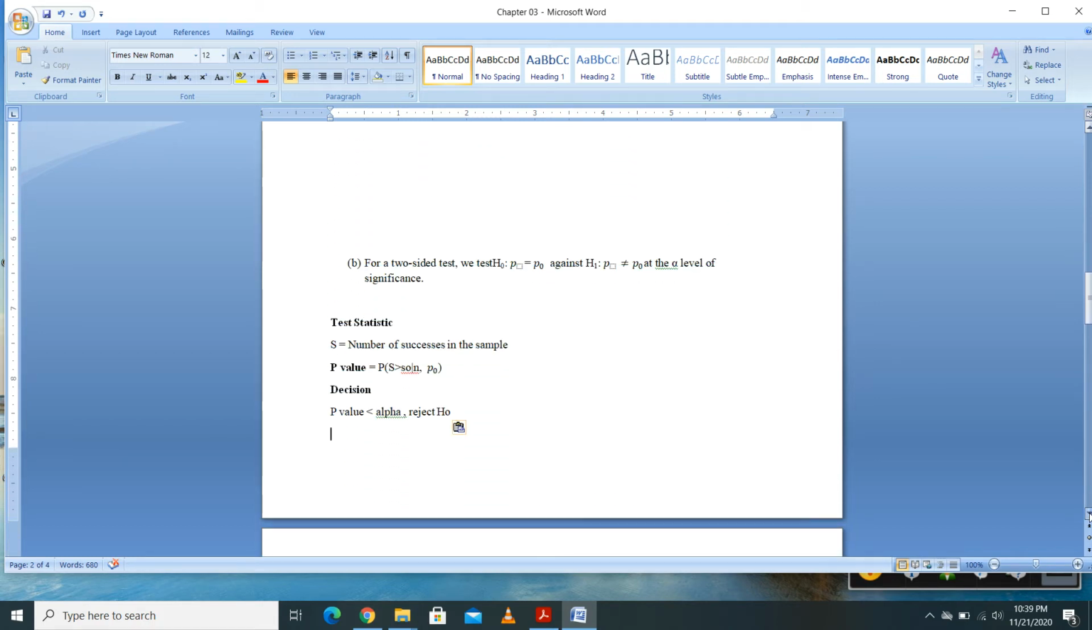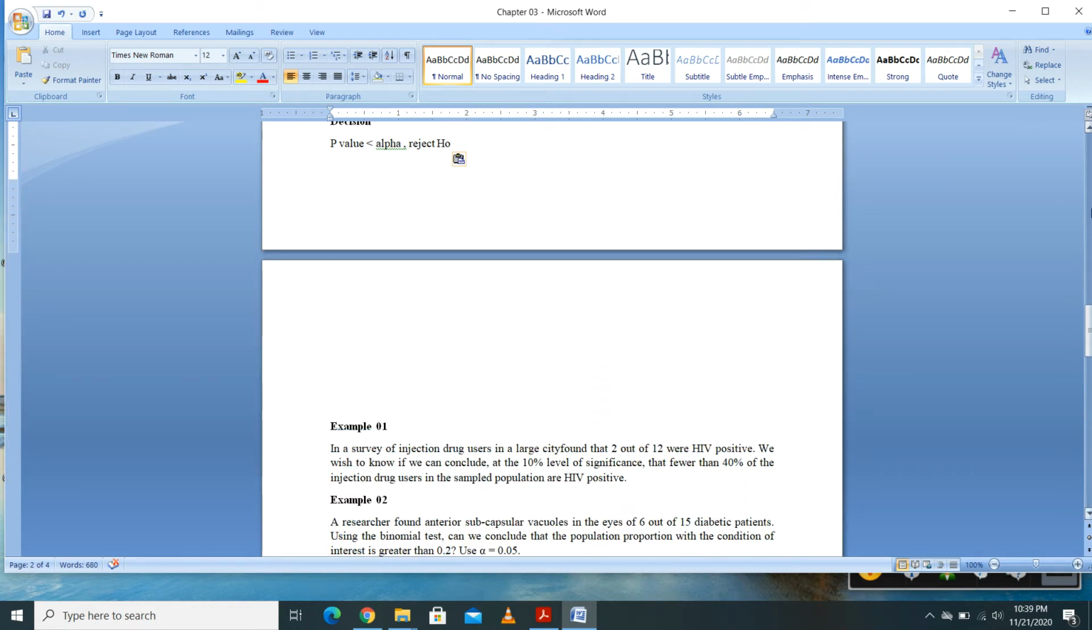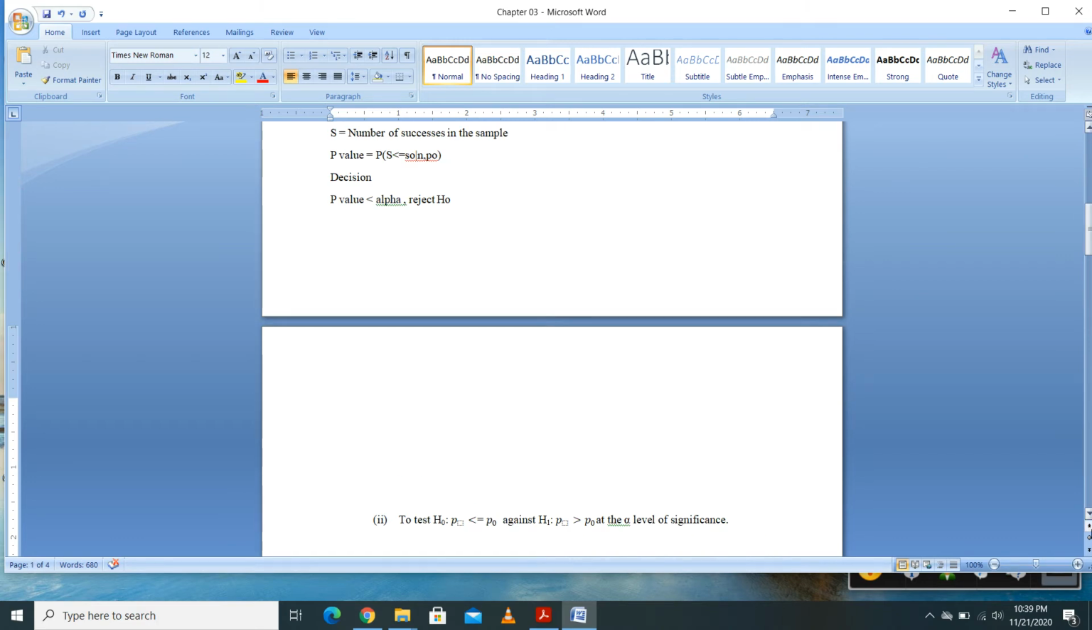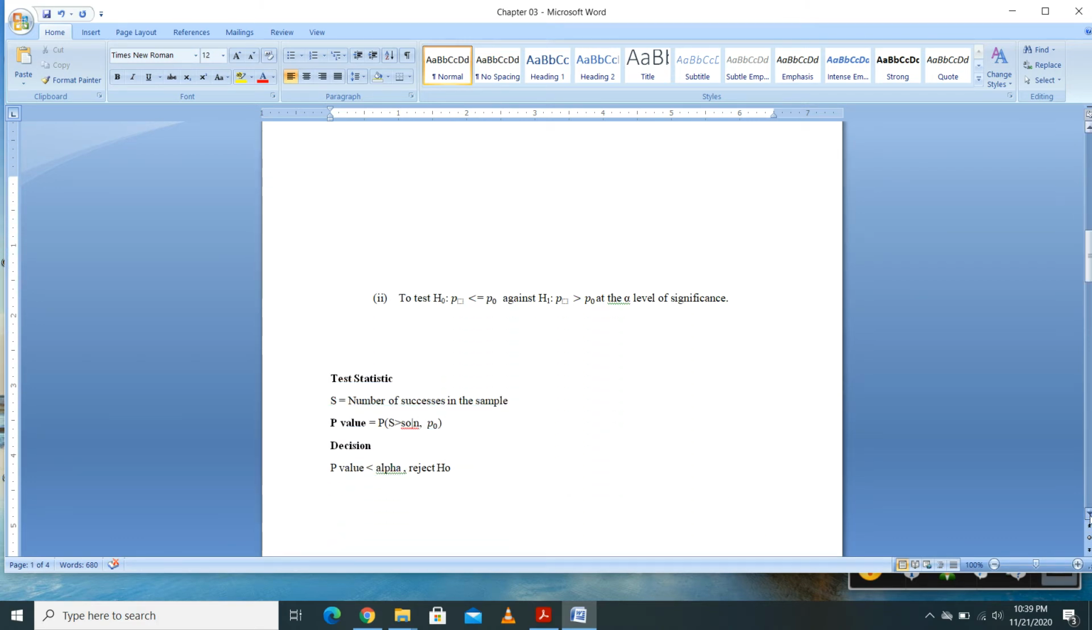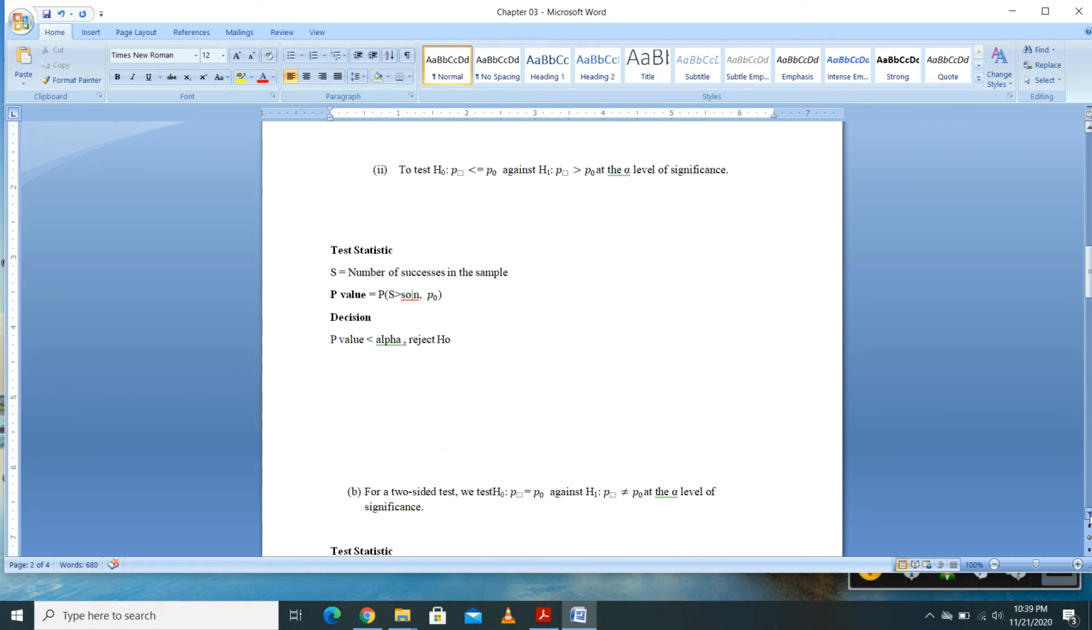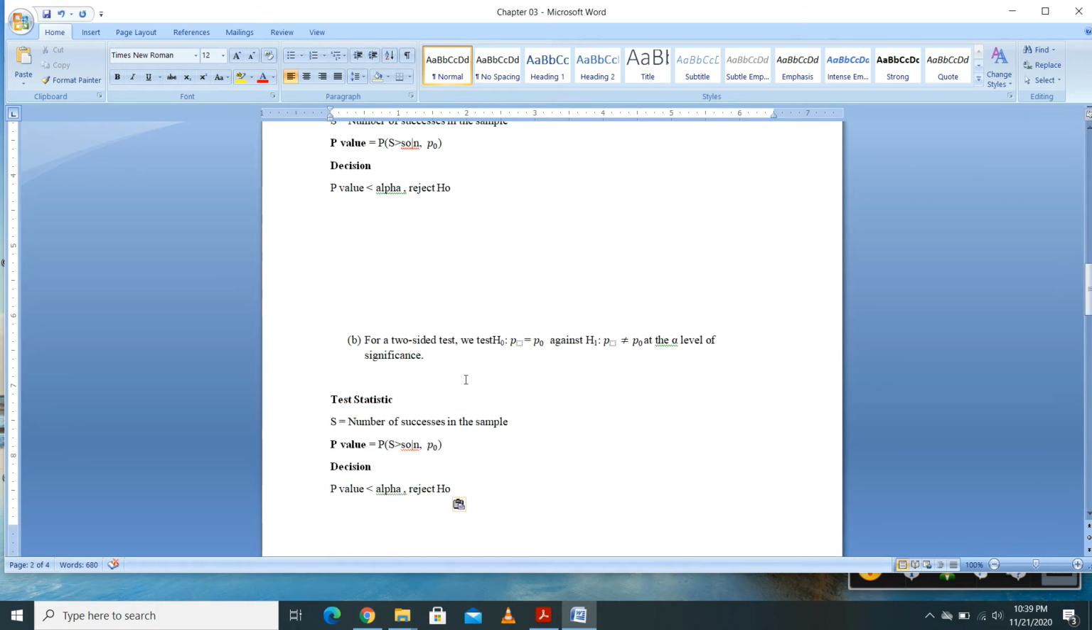So when it comes to the two-sided test, what would happen? In that case, we cannot say that sometimes for sufficiently large values or sometimes for sufficiently small values of S, we reject H naught. So let's see, when it comes to a two-sided test, as we discussed, first you have to write down the test statistic. The test statistic we know how to write down, that is the number of successes in the sample.